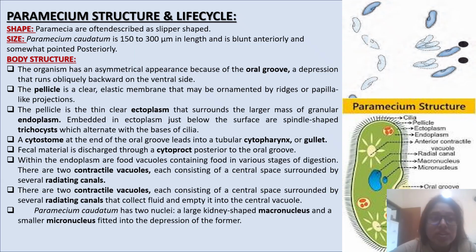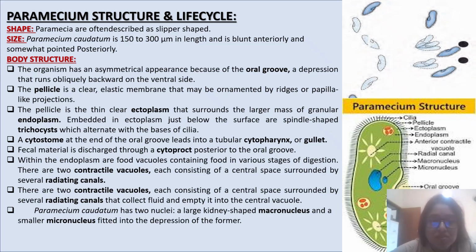Body structure: The organism has an asymmetrical appearance because of the oral groove or depression that runs obliquely backward on the ventral side. The pellicle is a clear elastic membrane that may be ornamented by ridges or papilla-like projections. The pellicle is the thin, clear ectoplasm that surrounds the larger mass of granular endoplasm.